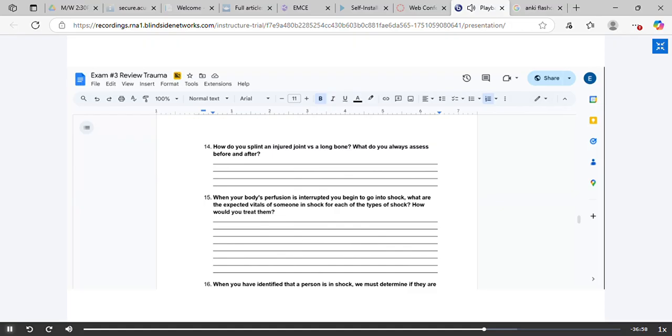because the last thing you want to do, if you do have good pulses and good PMS, is shift it back into its normal position and you've lost those pulses, now you've made it worse, right? So check for PMS before and after. You definitely want to make sure you have pulse motor sensation after.